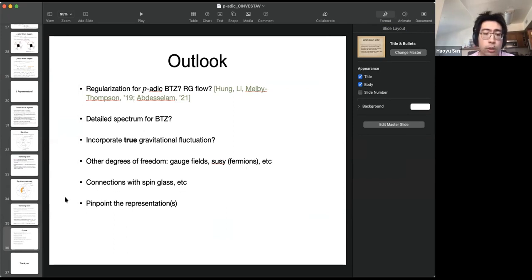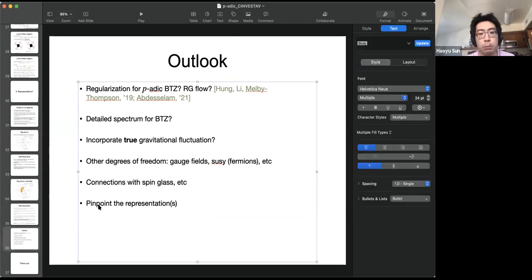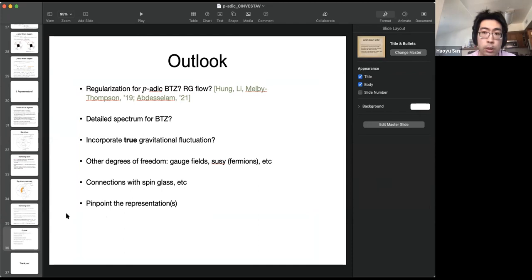And incidentally, I don't know if there's a connection with the spin glass, because ultrametric space also shows up in the phase space of the spin glass. And last but not the least, we need to pinpoint the group representations for p-adic CFTs.